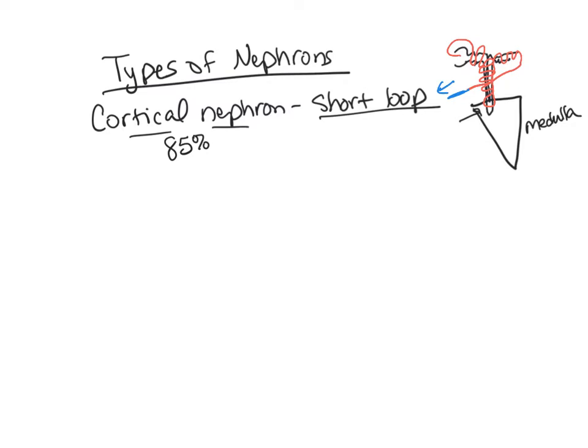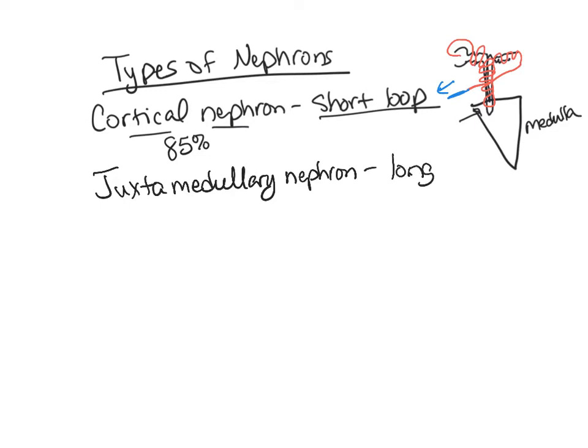The second type of nephron, though, is called the juxtamedullary nephron. And so the juxtamedullary nephron has a long nephron loop. And 15% of all nephrons are the juxtamedullary nephrons. So if we draw those out, here's our pyramid. Here's our juxtamedullary nephron, long loop. Okay, there's the collecting duct.